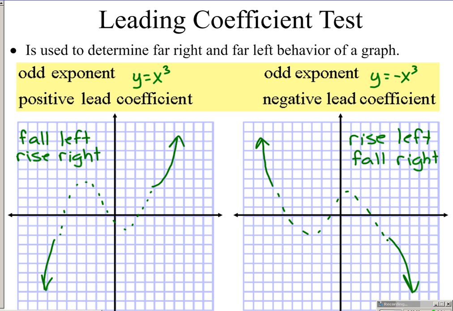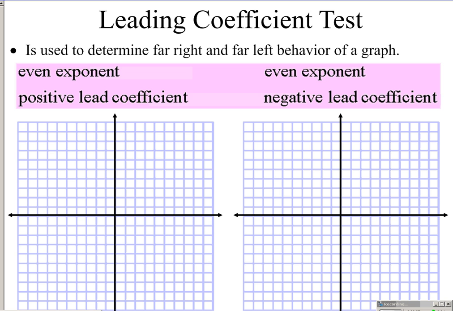Likewise, we can do the same thing for even exponent graphs. Most well-known even exponent graph we have is our parabola. If our lead coefficient is positive, we know our parabola opens up, which means it's going to rise left and rise right. Again, depending on the degree, it could be doing whatever in here. We're not concerned with that. But any even exponent, positive lead coefficient, will rise left and rise right.